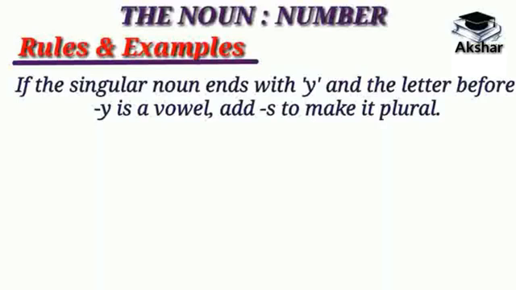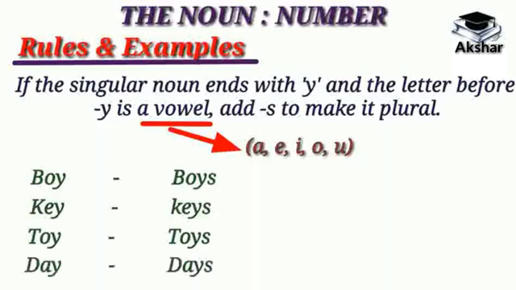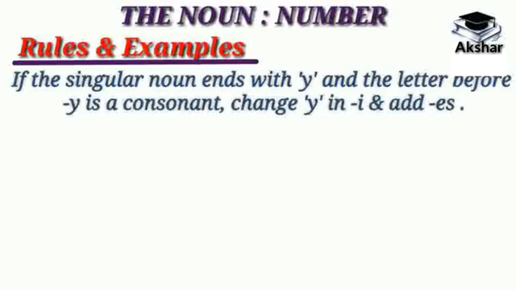Rule number four: if the singular noun ends with y and the letter before y is a vowel, add s to make it plural. Look at these examples. You know vowels a, e, i, o, u. Boy. Look at this. Boy is going to be changed to boys because before the last letter we have a vowel. That's why we are using s only. Key. Look at this. Just before the y, e is coming. That's why we are using only s.